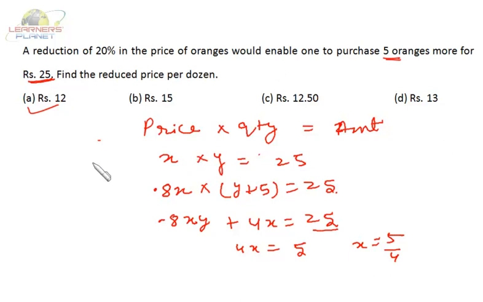Then what will be the new price? That is 0.8x. So 0.8 into 5 by 4. That is rupees 1 per piece. So we have to find the price per dozen, that is rupees 12 per dozen. Both the methods are similar.